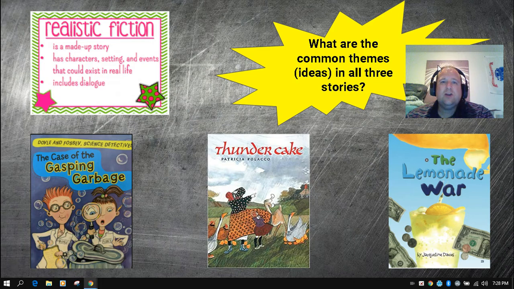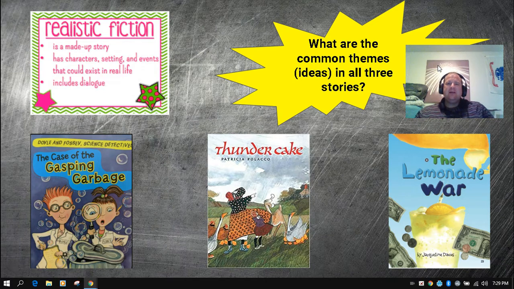All 3 of these stories are what's considered realistic fiction. It's a made-up story, but the events and people in the story could exist in real life, even the settings. For instance, in Location, Location, Location, have you ever had a lemonade stand trying to make a little money for maybe a new bicycle or a new football? And in Thunder Cake, have you ever experienced being scared of something, say maybe a thunderstorm? Or The Case of the Gasping Garbage, have you ever been curious about something that you did some investigative or detective work? Yeah, it could really happen in real life.